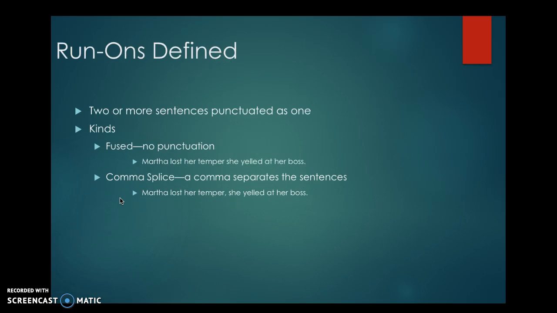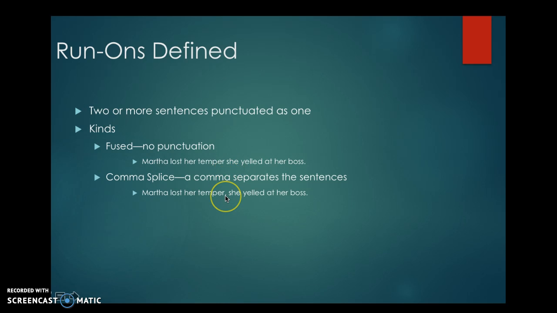All right, so now we're moving on from fragments into run-ons. Now run-ons are where you take two or more sentences and you just run them together. Sometimes you put a comma in between, sometimes there's no comma in between. And so there's two different kinds. We see a fused run-on in the first example. Martha lost her temper. She yelled at her boss. There's two thoughts there. This is where they should be split.